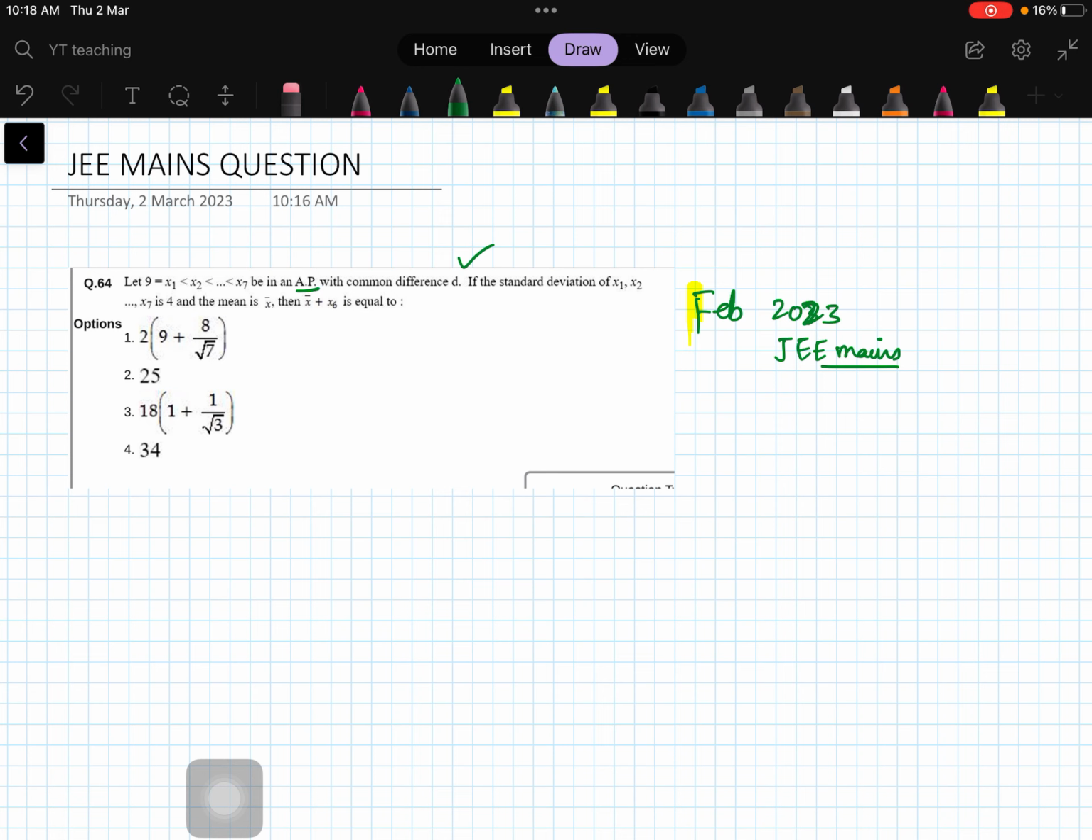So we have x1, x2, ..., x7 in AP. AP, you already know, is arithmetic progression with a common difference d. And then they are saying if the standard deviation of x1, x2, ..., x7 is 4 and the mean is x bar, then what is the value of x bar plus x6?